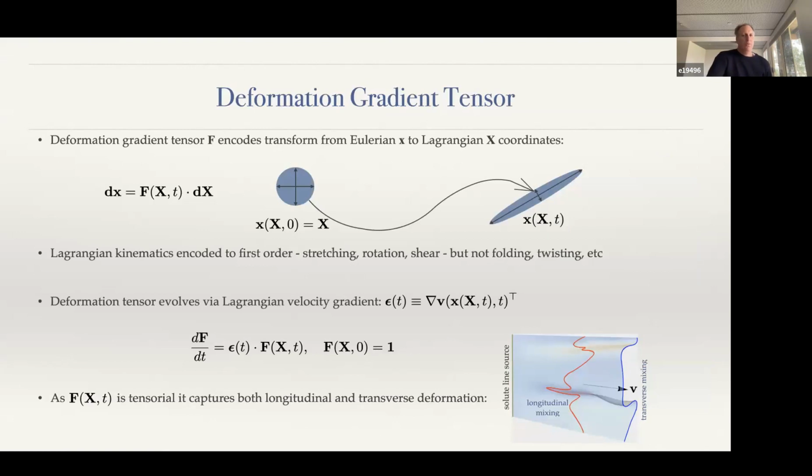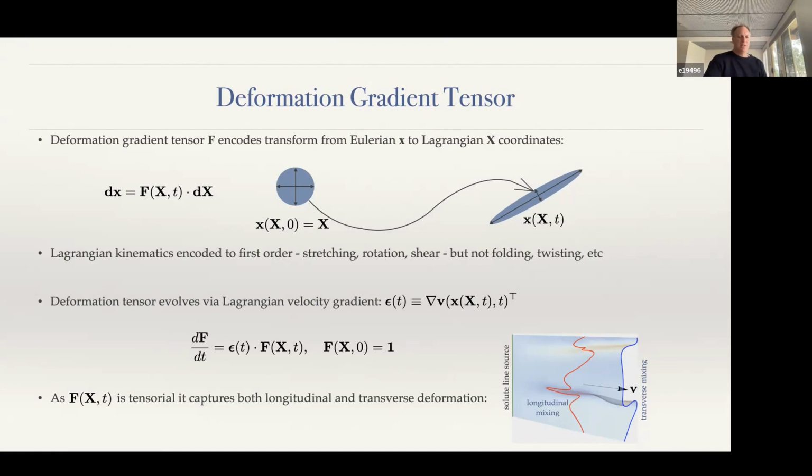So to quantify deformation, the appropriate tool is of course the deformation gradient tensor, and that includes a transform from Lagrangian to Eulerian to Lagrangian coordinates. It's a first order measure, and so it captures the deformation to first order of fluid material elements in Lagrangian coordinates. So we're looking at things like stretching, rotation, and shear of material elements, but it doesn't capture second order effects such as folding and twisting.